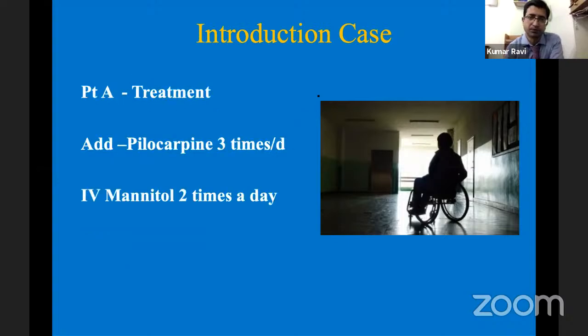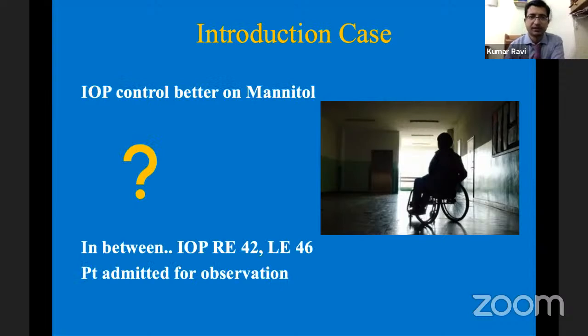So what can we do? My patient was already on multiple medications, so I decided to add medication. I added the ones which were not there in the list. I knew 2, so I started off with IV mannitol twice a day and added pilocarpine. What would you expect the result? The pressure control was temporarily better with mannitol, but again the pressure rose. It was later 42 and 46 within a few days.